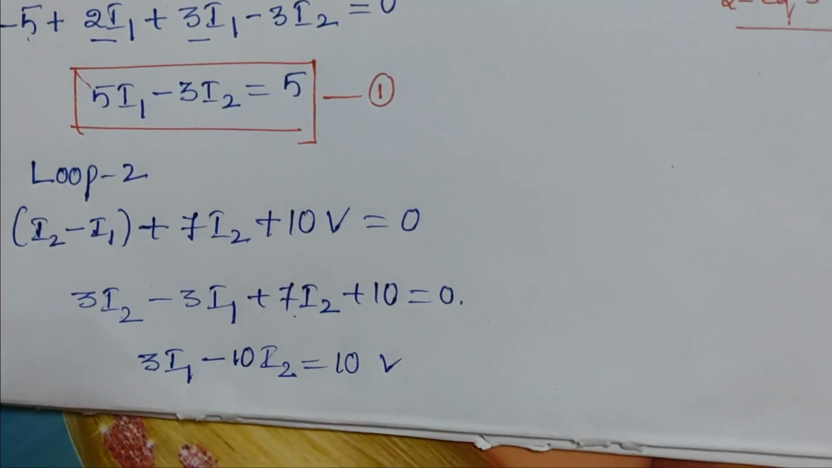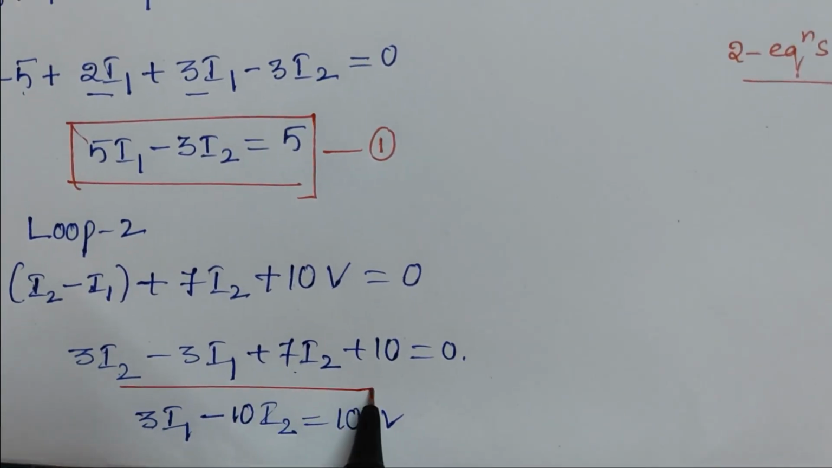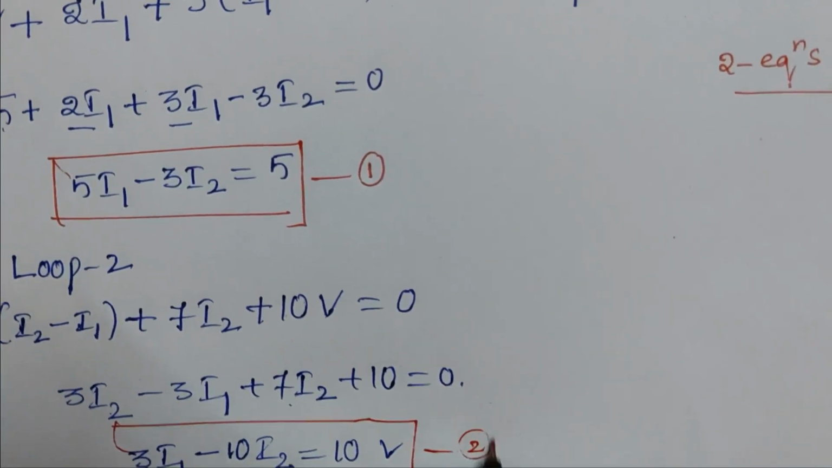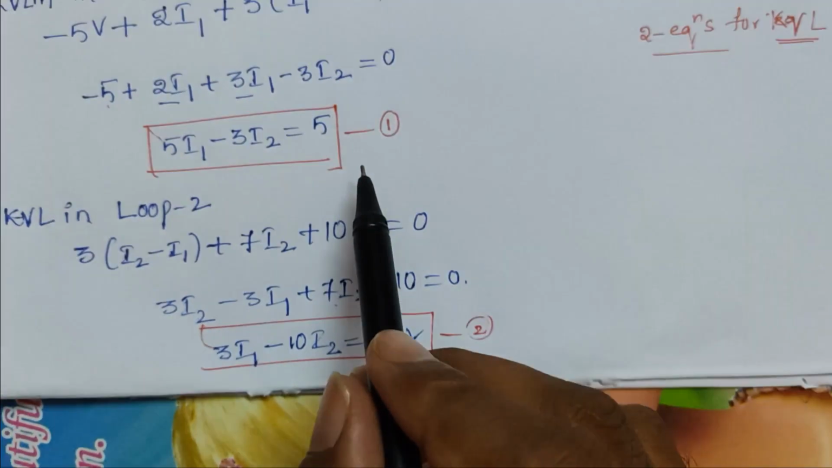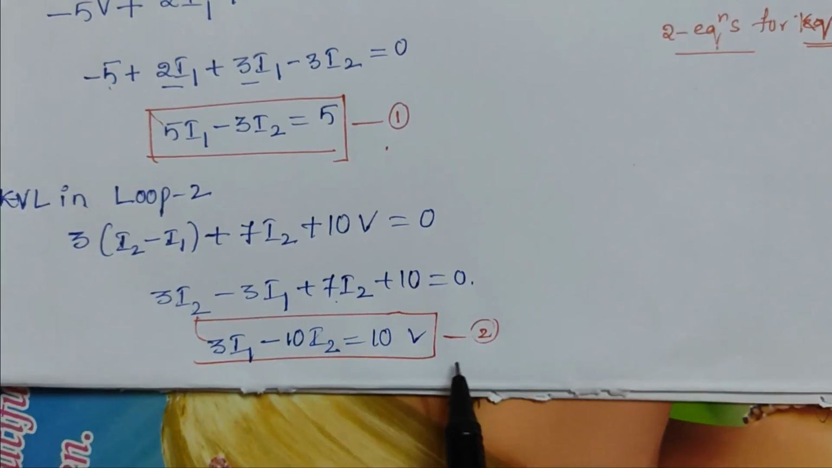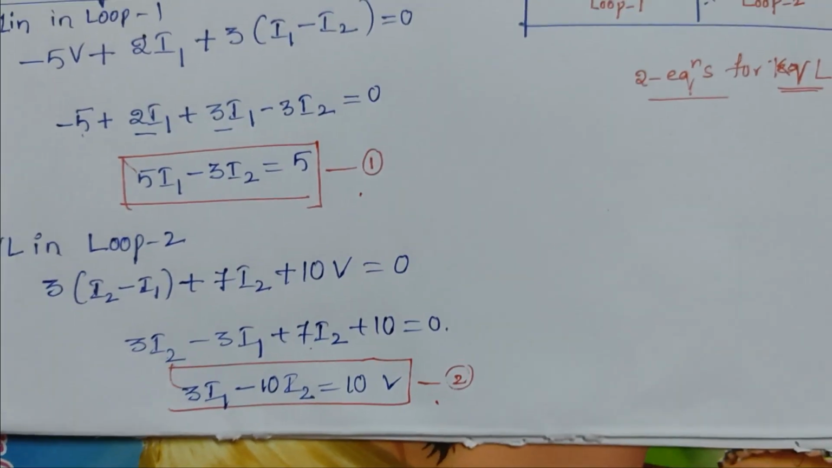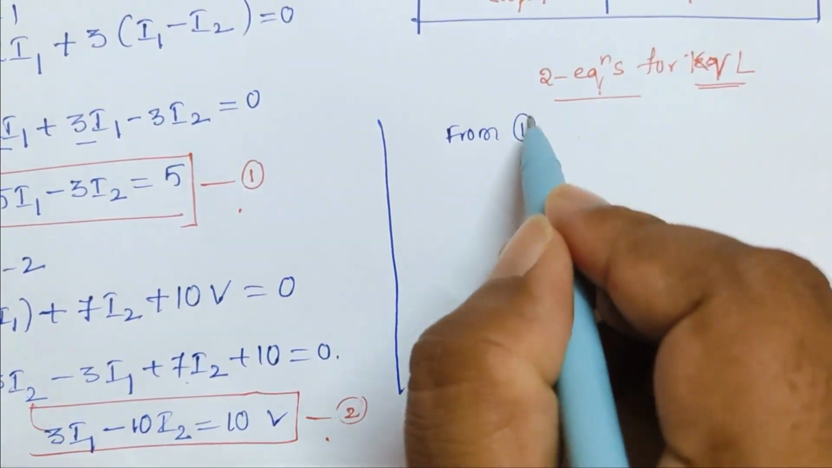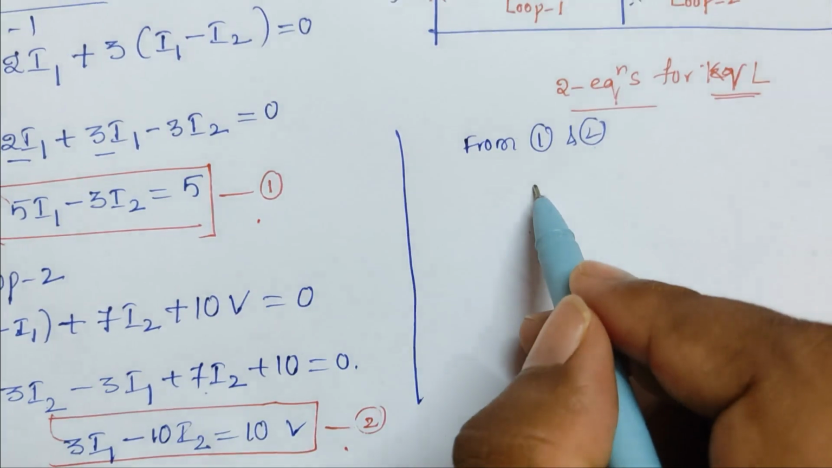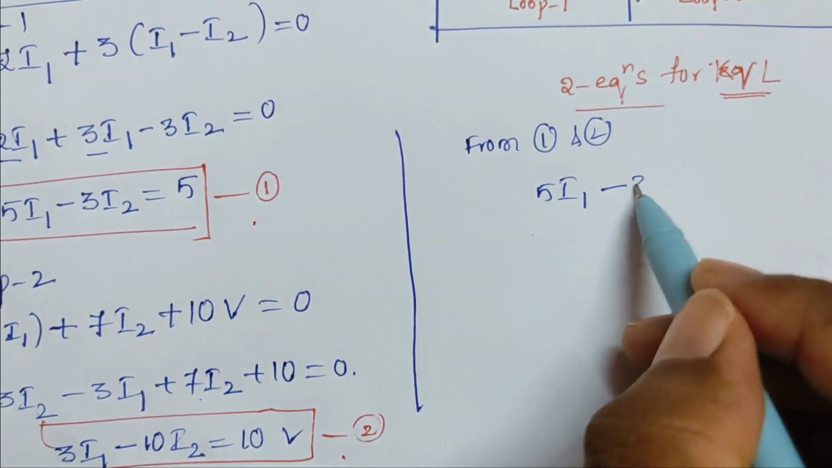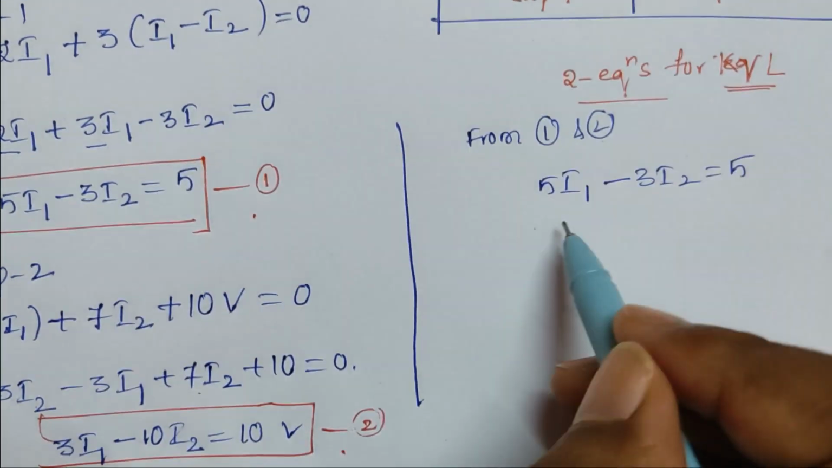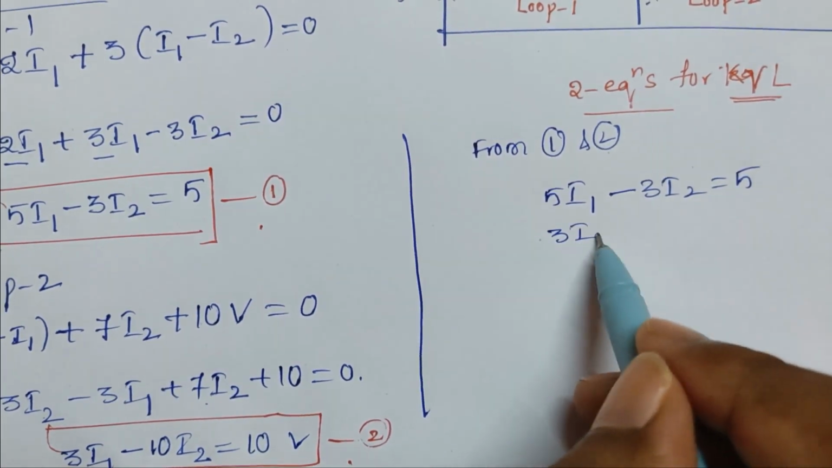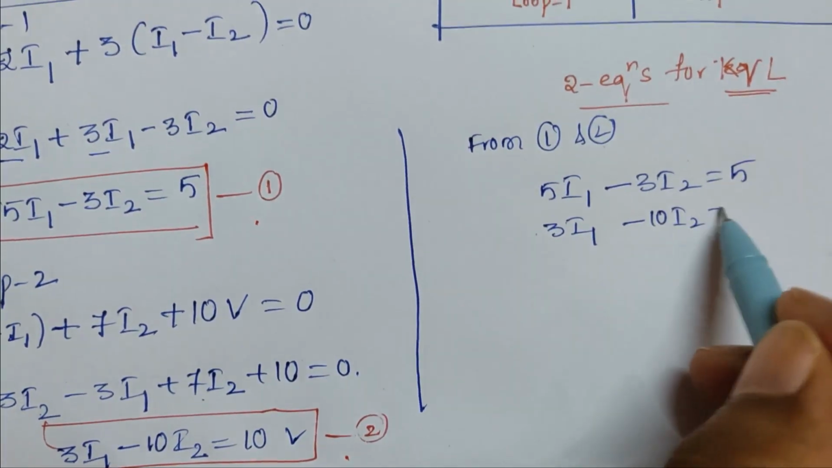This is our second loop KVL expression, and this is our first loop KVL expression. So let us solve the equations. From 1 and 2, let me write 1 first: 5 I1 minus 3 I2 is equal to 5 volts. The second expression is 3 I1 minus 10 I2 is equal to 10 volts.